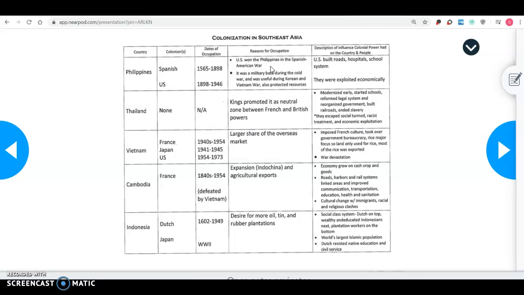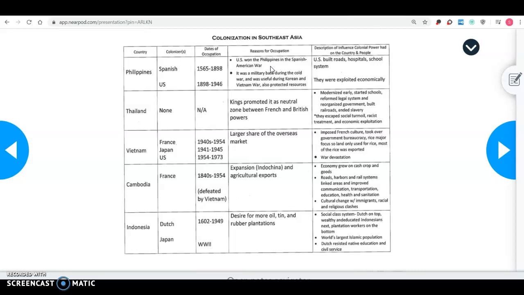So the impacts of the colonizers, the United States, we're going to build roads, hospitals, school systems, and other forms of infrastructure in the Philippines. And then we're also going to exploit the economy and help the Philippines build their economy, but then also kind of use them as cheap labor, as cheap resources to make final products for us.